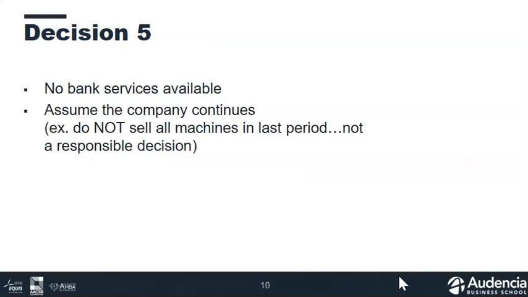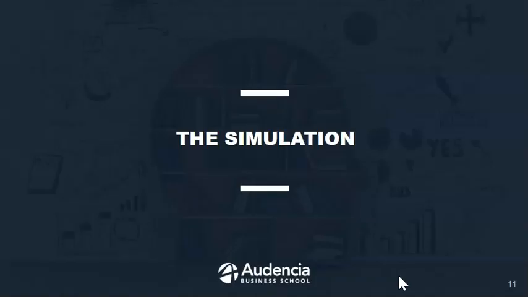So decision 5, as I mentioned, there are no bank services available. You can continue to sell across to other companies. And I want you to assume that the company will continue. So I don't want to see companies selling off all of their machines in the last period. You should assume that the company continues on after the 5th year.